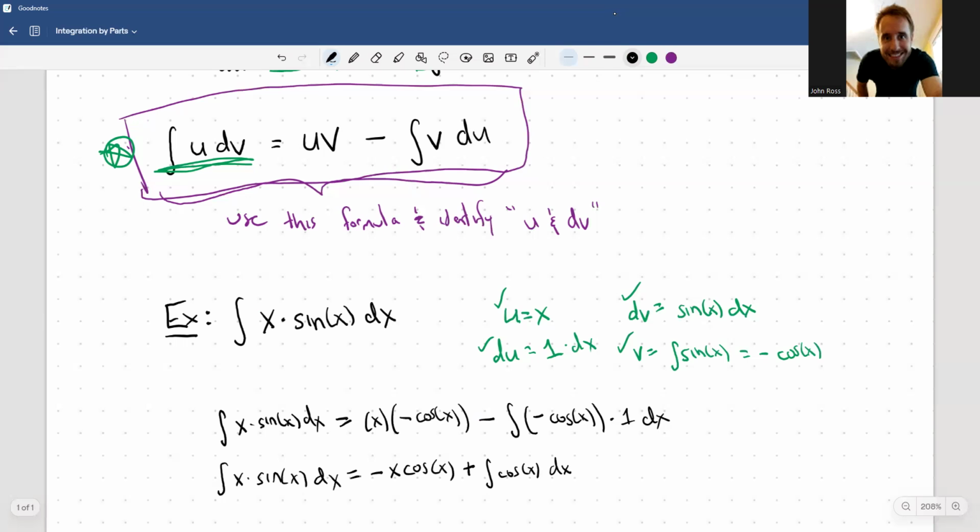And so this is a complete and correct answer, but it can be made even stronger by recognizing that we can calculate this new antiderivative. And so we get that the antiderivative of x sine x is going to be negative x cosine of x plus, and now this antiderivative is just sine of x plus c. And that gives us a complete and correct answer for this antiderivative.